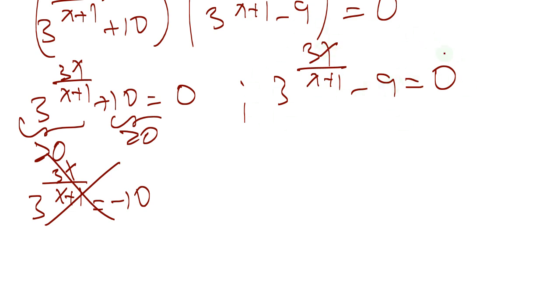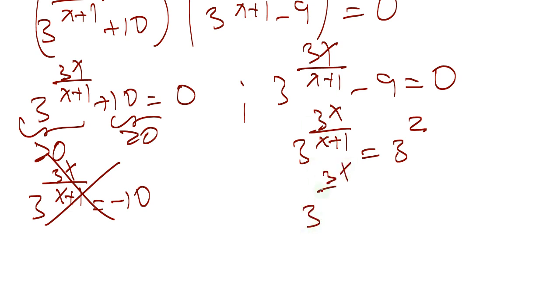And then from here we're going to have that 3 to the 3x over x plus 1 is equal to 9, which is 3 to the power of 2. And then here we're going to have that this is 3 to the 3x over x.